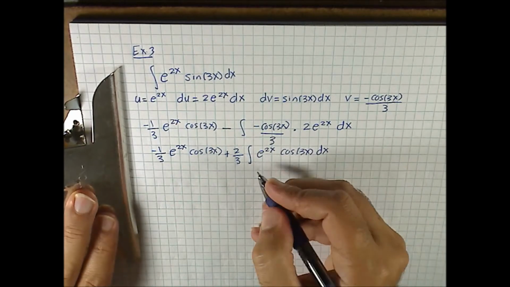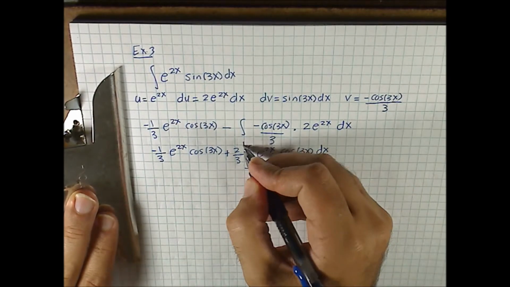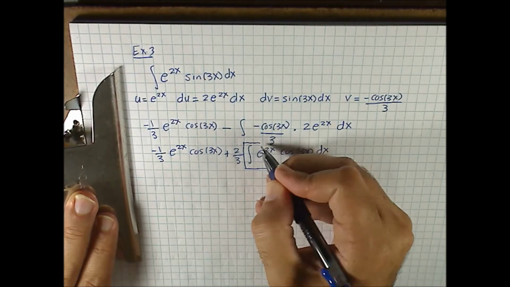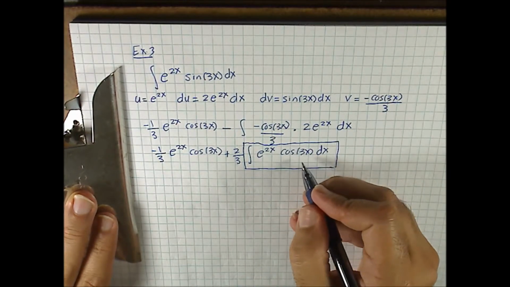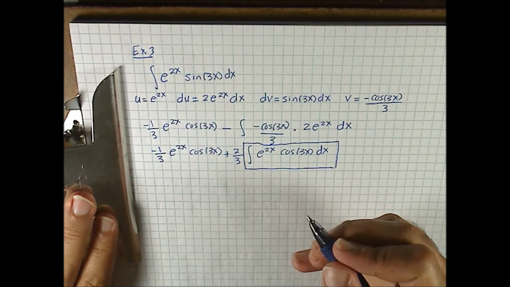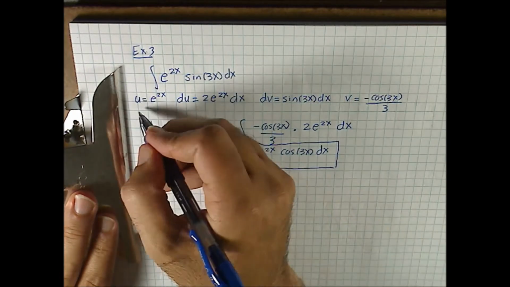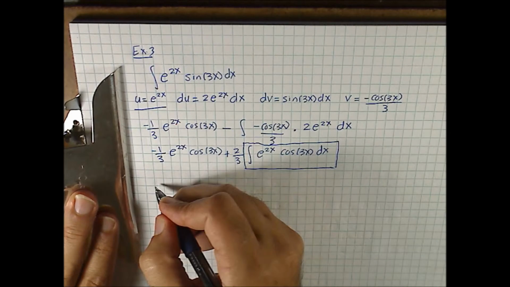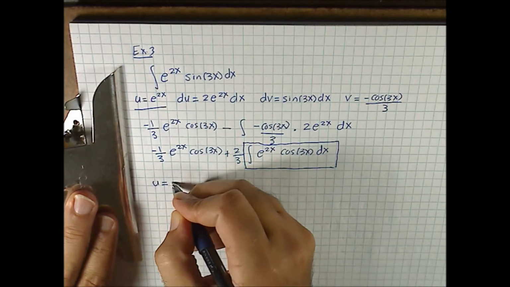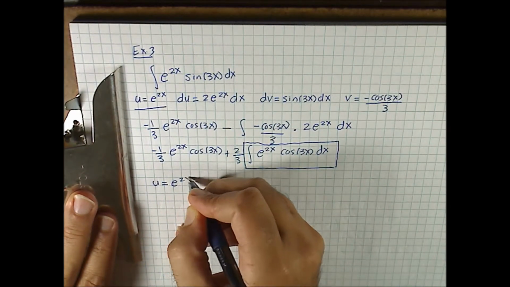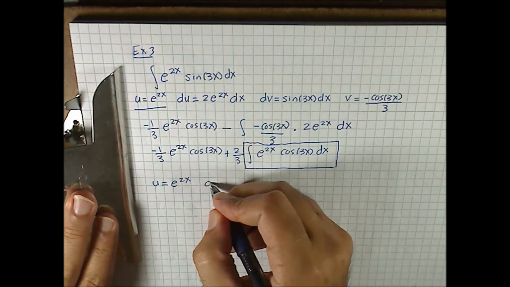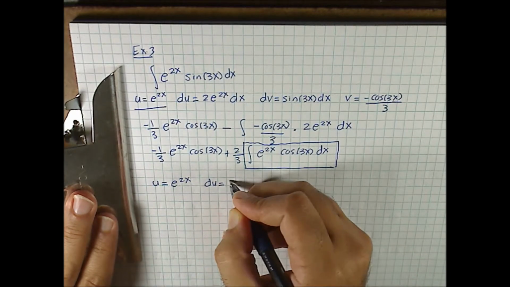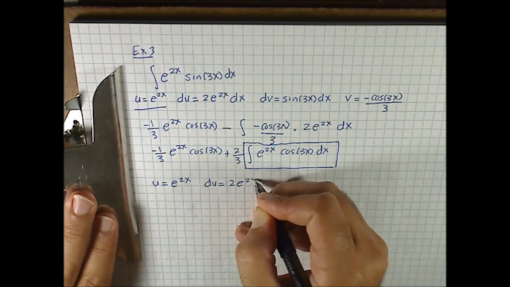Now we see that we sort of get the same type of integral as we had originally, but it's a little bit different. We've got now cos 3x. So this is an important note. Since u was chosen to be e to the 2x, we have to make the same choice here. Otherwise, we'll just go in circles and won't be able to solve the integral. So we're going to let u equal e to the 2x, du is going to be 2 e to the 2x dx.